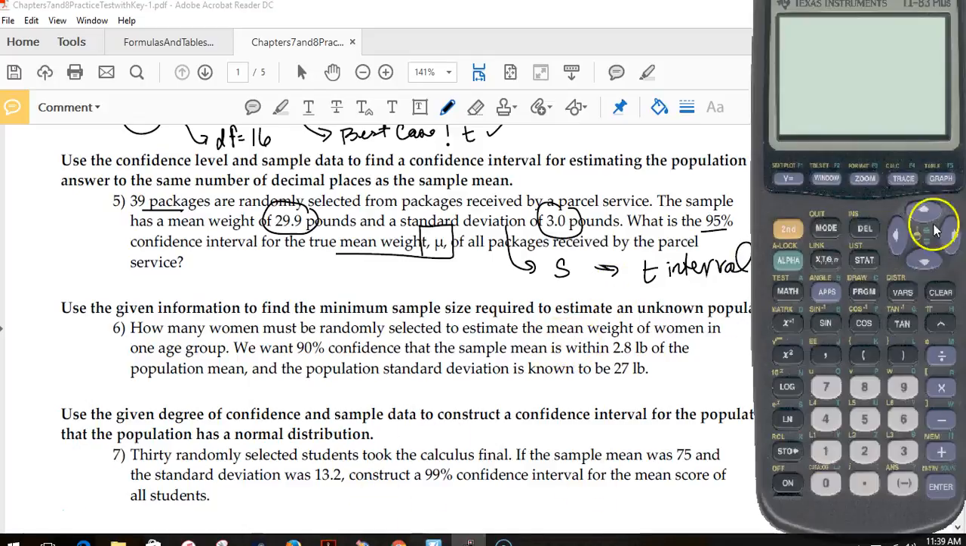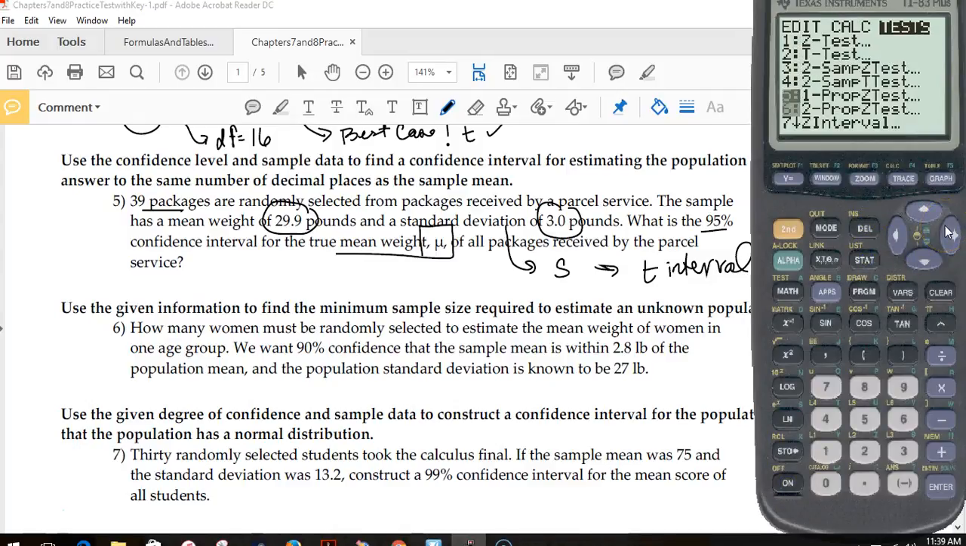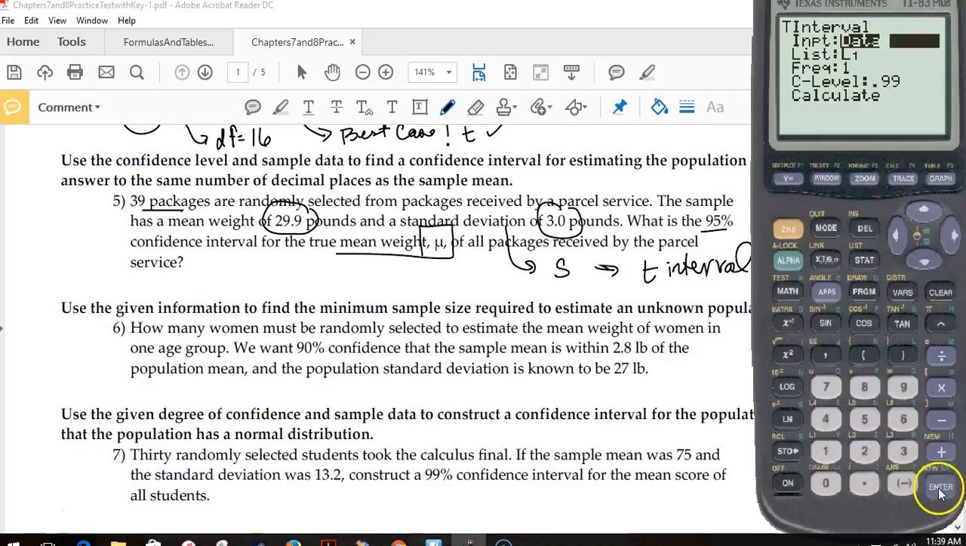So back to the calculator, I go to stat, over to test, and I go down to T interval since we're looking for our confidence intervals. I have the actual statistics this time, so I'm going to scoot this over to stats and hit enter. X bar is 29.9, standard deviation is 3. I had 39 packages and I want a 95, so I'm going to change that back to 95 and hit calculate. It takes a little bit longer, but it will give you the confidence interval.